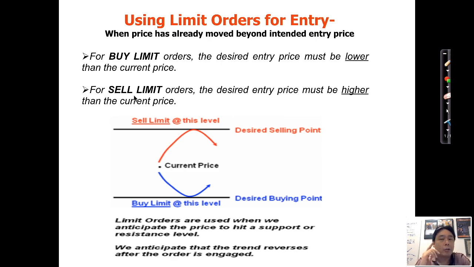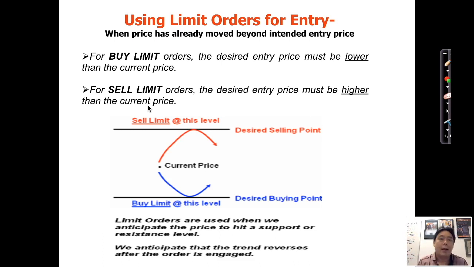Let me explain. So first of all, let's recall. We use a buy limit order when we want to enter below the current price. Okay? And we're using a sell limit order when we want to sell higher than the current price. So when do I use these orders instead of my usual buy stop and sell stop orders? Well, I use it when the price has already moved from my intended entry price.